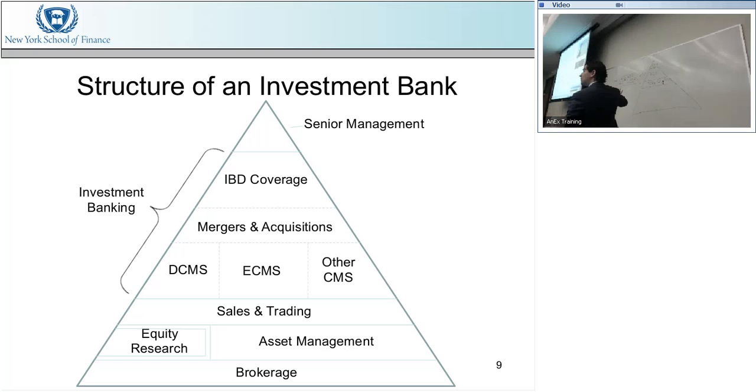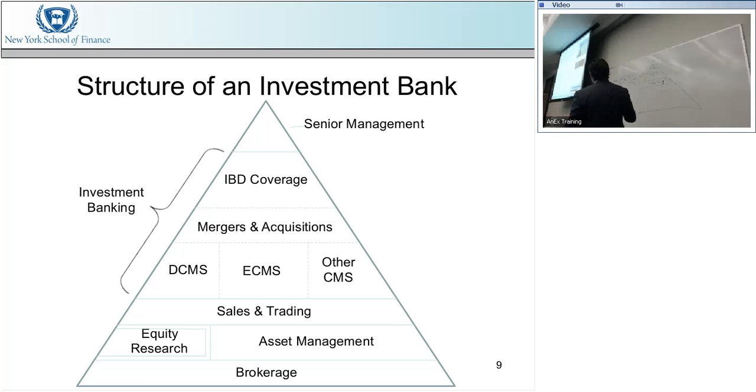Interesting to note, I just said matching sellers and buyers. Pretty much any of these roles is dealing with matching buyers with sellers. That's what the investment bank does. On a very high-end level, as a coverage officer, you're matching a buyer of a company with a seller of a company, or a buyer of an IPO and a seller. The trade is the same. An investment bank matches buyers and sellers of products, and they make money on that. They make commission and make the spread.